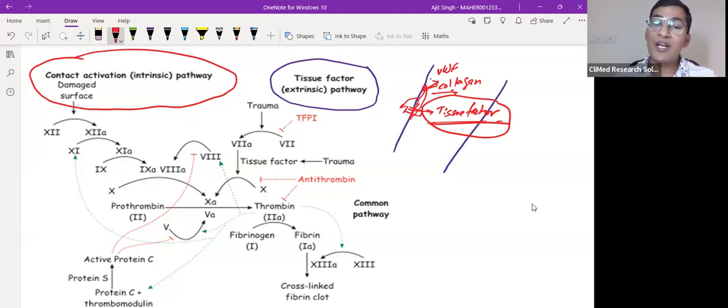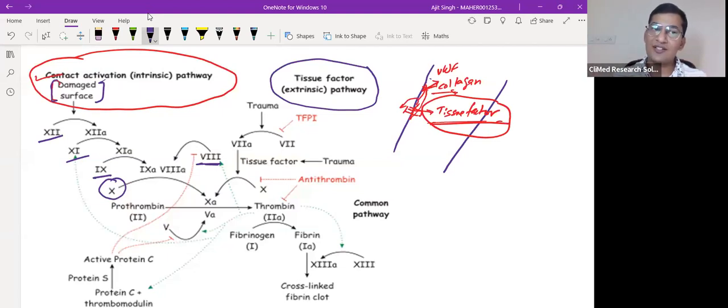These are blood components which are already in the circulatory system in inactivated form, and when they come in contact with the damaged surface, they get activated. And what are those factors? Let's understand. 12, 11, 9 and 8. 12, 11, 9, 8, and then it comes to 10. So the sequence is a little different. Otherwise, this is 8 to 12 only.